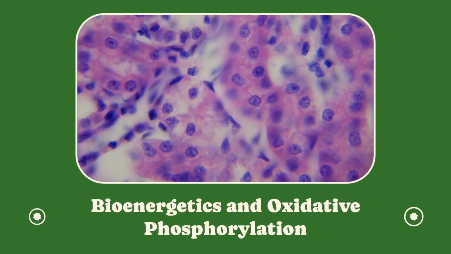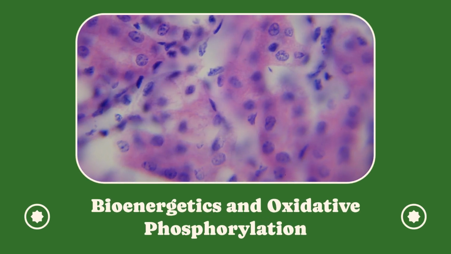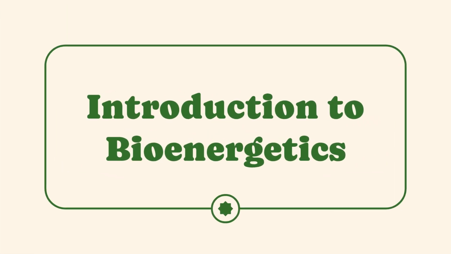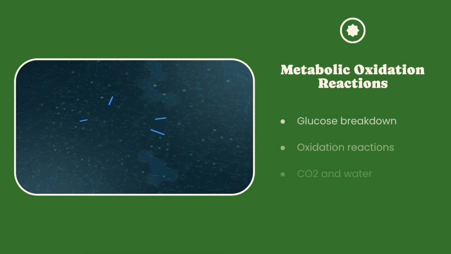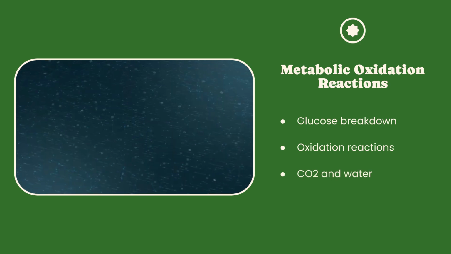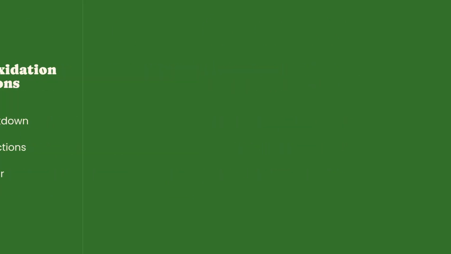Welcome to our overview of bioenergetics and oxidative phosphorylation, the fundamental processes powering cellular activity. In this section, we explore how energy-rich molecules are metabolized to drive the synthesis of ATP, the energy currency of the cell. Energy-rich molecules like glucose undergo a series of oxidation reactions, ultimately yielding carbon dioxide and water as byproducts.